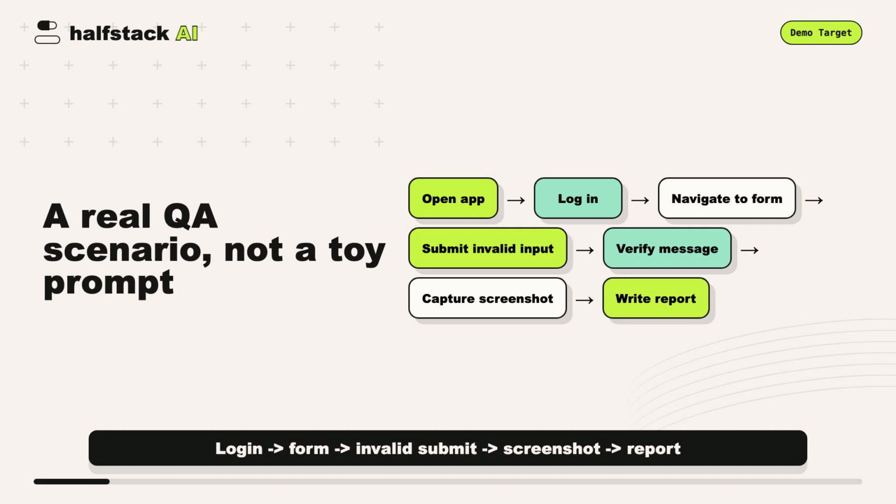The output we want is not just the sentence, "It worked." We want a report that says what the agent did, what it observed, where it found a problem, and which steps should be converted into stable, automated tests.